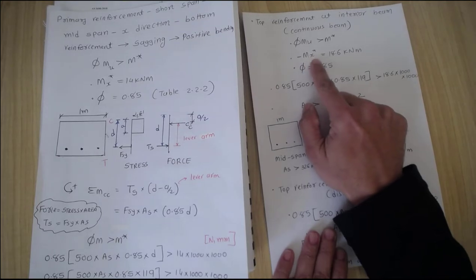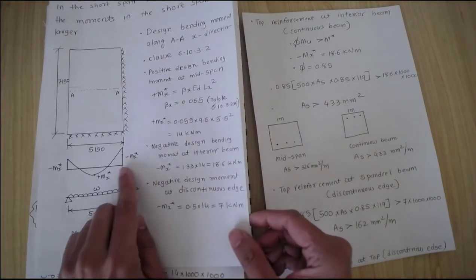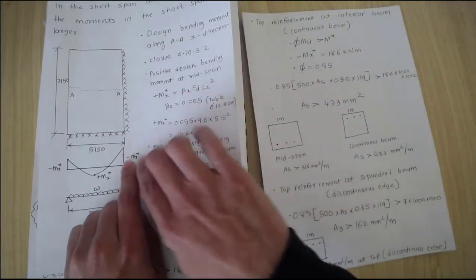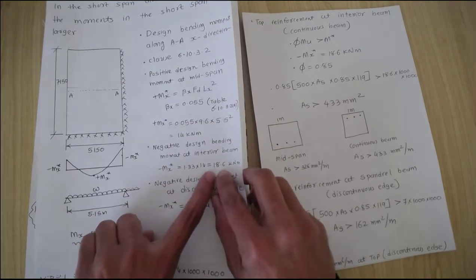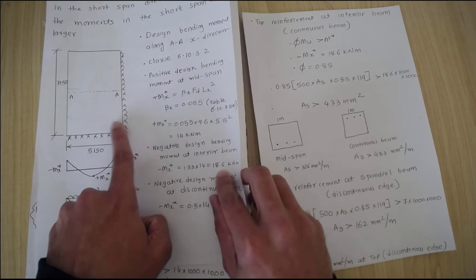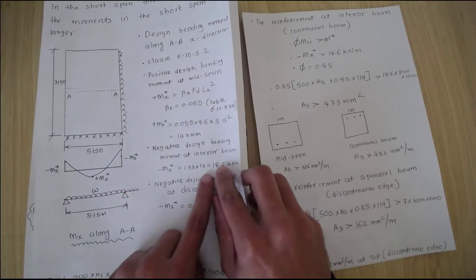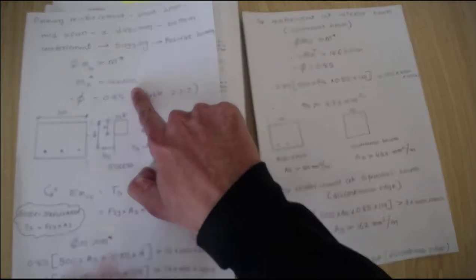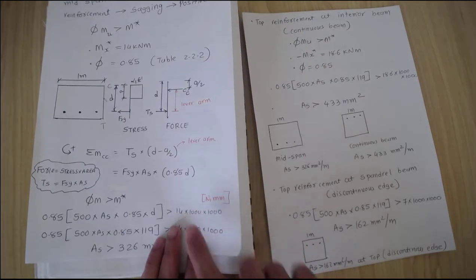The M star changes because, as you are aware, at this particular point we have found the value of minus Mx star, that is the negative moment, was 18.6. So for this moment, how much reinforcement is required at this continuous support? Instead of 14, we're going to use 18.6. So exactly the same procedure that's shown here, but instead of 14 kilonewton meters we're going to use 18.6.